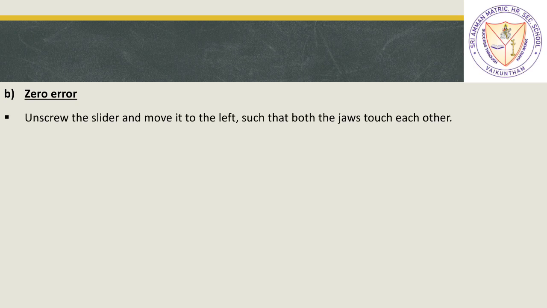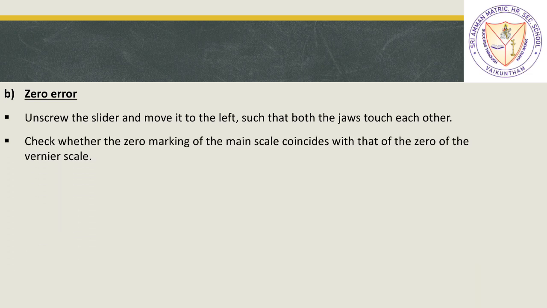The second thing which we will be calculating is zero error. So what is this zero error, and how do we actually calculate it? Unscrew the slider and move it to the left so that both the jaws touch each other. Both the upper jaw and the lower jaw will be touching each other. Then check whether the zero marking of the main scale coincides with the zero marking of the vernier scale.